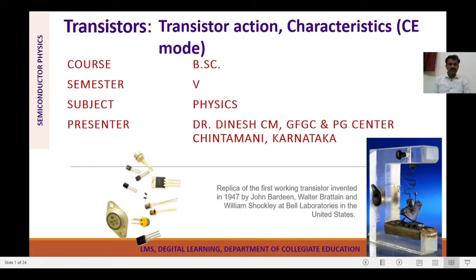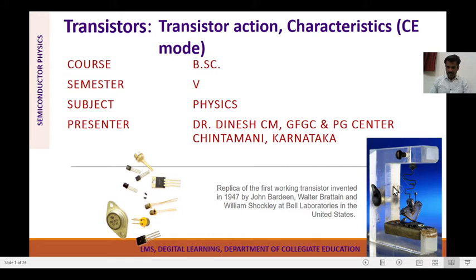Today we shall study transistors under semiconductor physics for final year BSc students in the physics stream. You can see at the corner on the right side a picture of a replica of the first working transistor, invented in 1947 by Bardeen, Walter and Shockley at the Bell Laboratories of the United States of America.